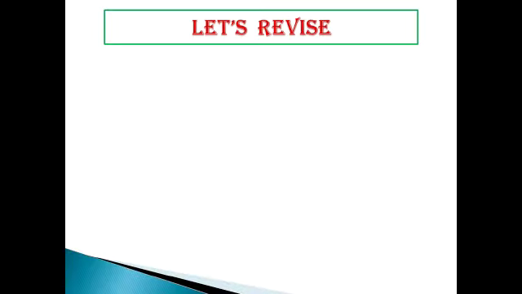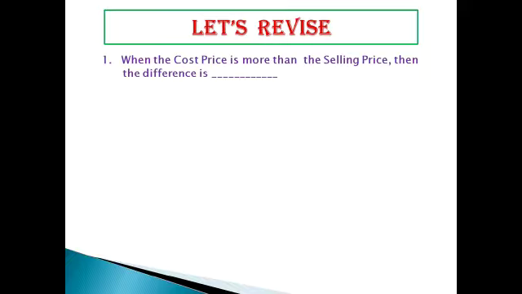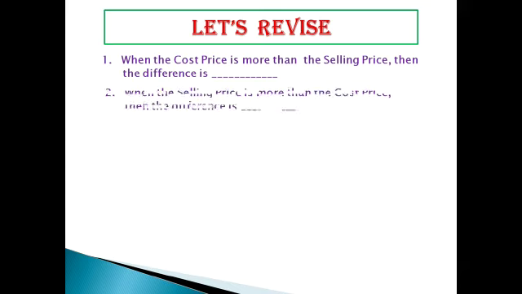Let's revise. Question 1: When the cost price is more than the selling price, then the difference is called what? Answer this question, boys. Moving to the next question. Question 2: When the selling price is more than the cost price, then the difference is what? Answer this, children. Then come to question 3. Profit equals dash minus CP.